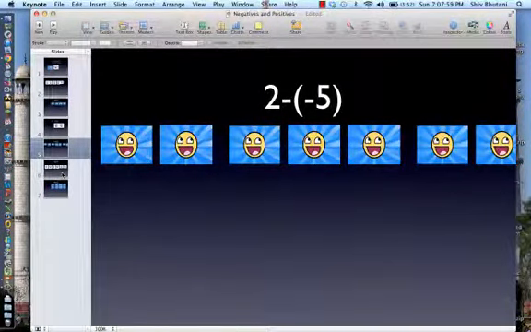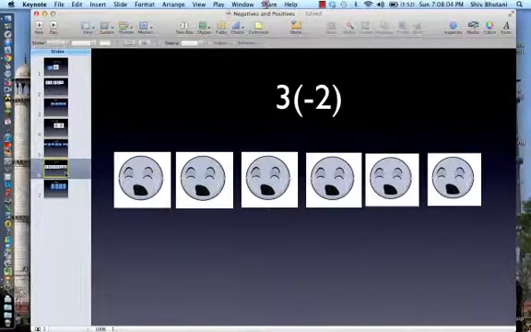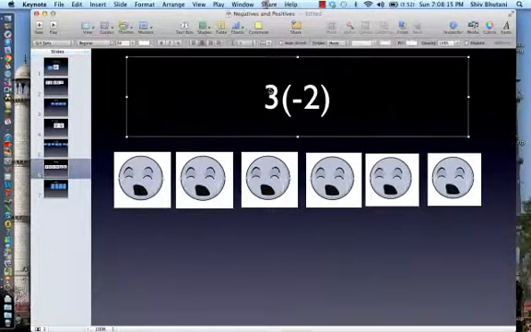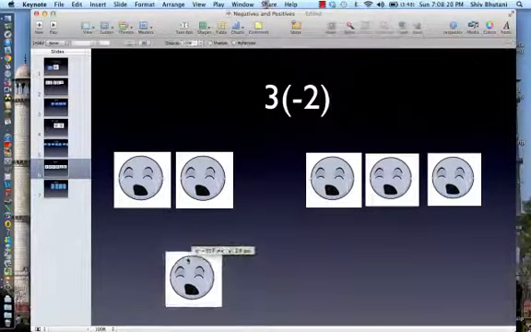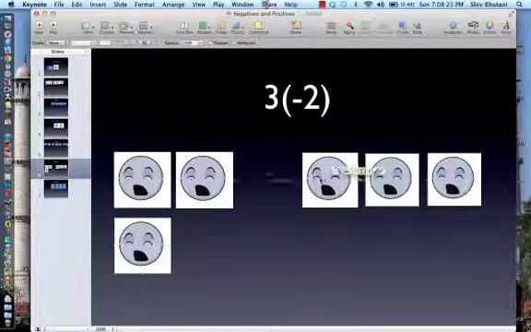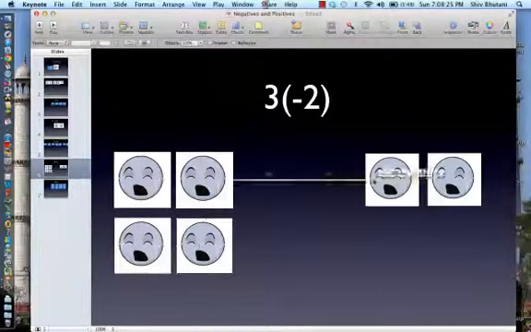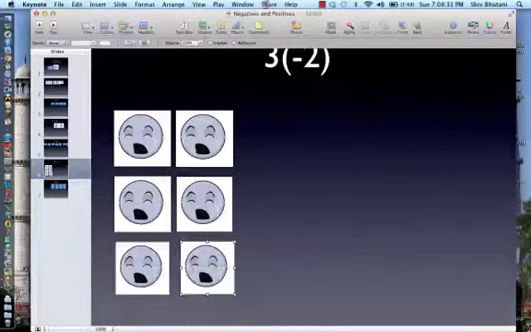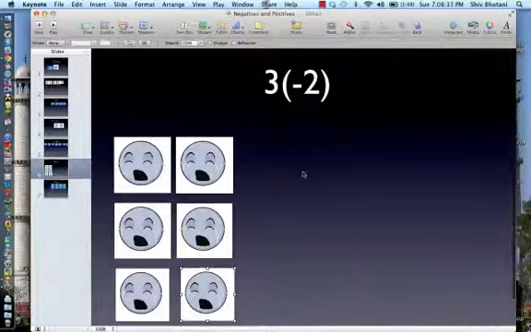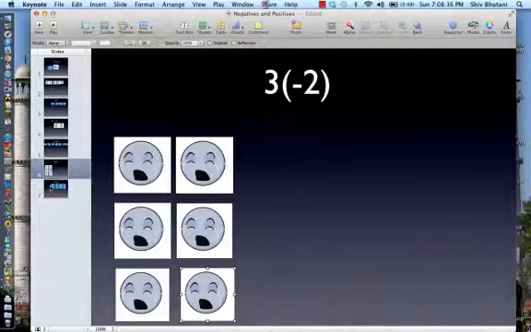Next question is 3 times -2. So basically all we're doing is it's 3 rows, right here, 3 rows of -2. So it would be like one row of -2, 2 rows of -2, and then 3 rows of -2. So that's all, and that's basically the answer. So the answer is -6.